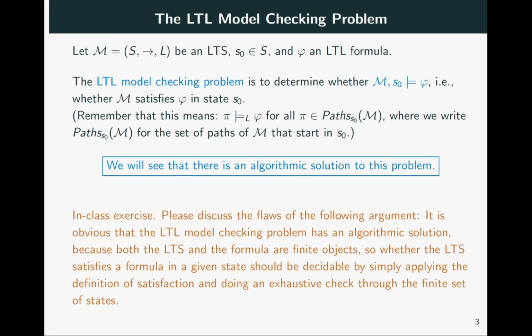But wait a minute. Why is the existence of an algorithmic solution not obvious? We want to check that an LTS satisfies a formula, and both the LTS and the formula are finite. So why does simply applying the definition of satisfaction not already give us a decision procedure? After all, we looked at some examples, and in all cases we were able to tell whether the LTS satisfies the given formula in a given state. As an exercise, please identify the flaws of this argument.